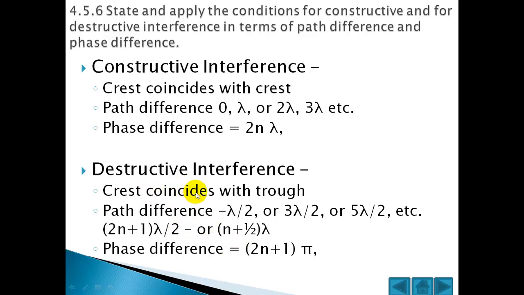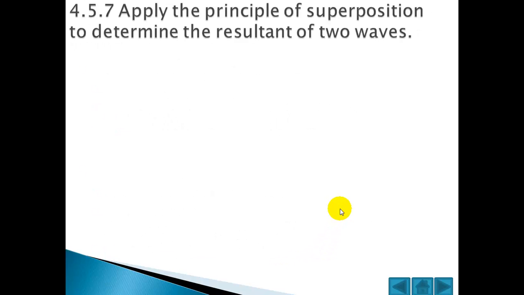With destructive interference, we have a crest coinciding with a trough. So the path difference is half a wavelength, or 3 half wavelengths, or 5 half wavelengths, not an integer number of wavelengths. You can express it this way: (2n plus 1) lambda divided by 2, which will always give you a half number of wavelengths, half, or 1.5, or 2.5, and so on. And we have a phase difference of (2n plus 1) pi. So there we have it.